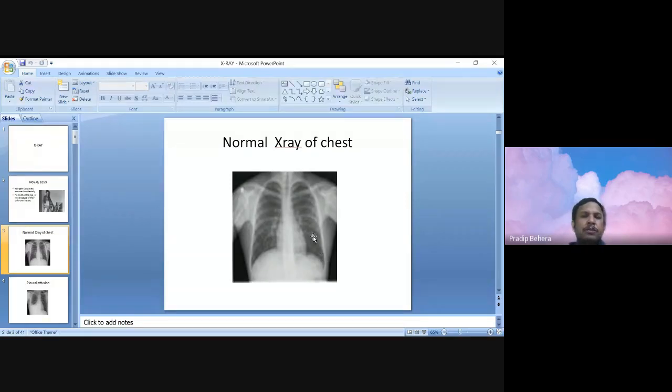Suppose there is a non-homogeneous or homogeneous mass, but if the costophrenic angle is clear, that rules out pleural effusion. Sometimes we are confused between a pleural effusion and a lower lobe pneumonia. Pneumonia looks like a homogeneous opacity, and pleural fluid also does, but if the costophrenic angle is not obliterated, that means there is no pleural fluid. This is one aspect we have to look for.